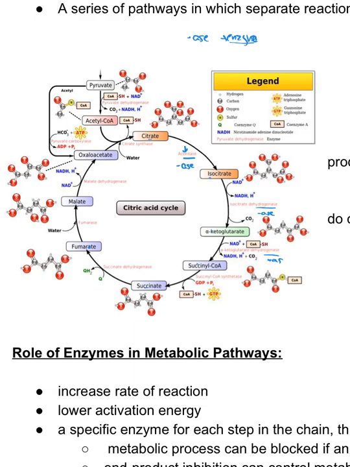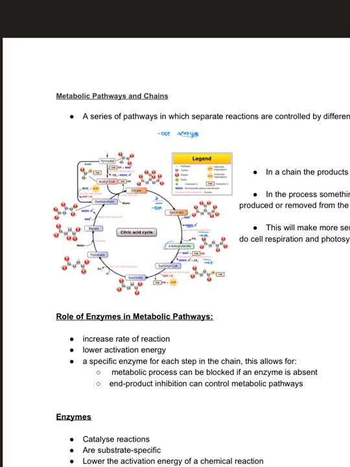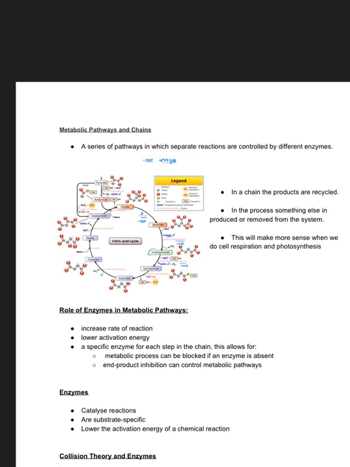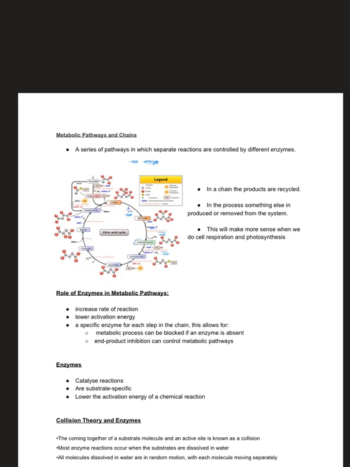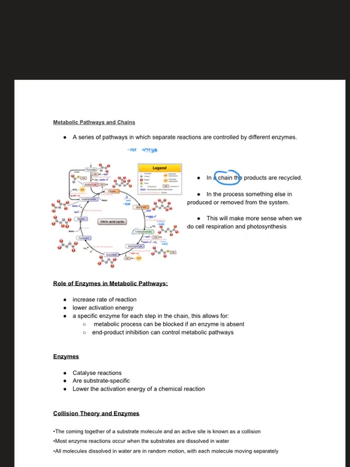Aconitase converts citrate into isocitrate. Isocitrate dehydrogenase does a couple of things here. It makes carbon dioxide, NADH, and this. But my point is, each enzyme has a specific function. This is an example of a chain. The idea is that the products are recycled, and we'll come back to this with cell respiration. In a pathway, you get to the end, and that's all you make.